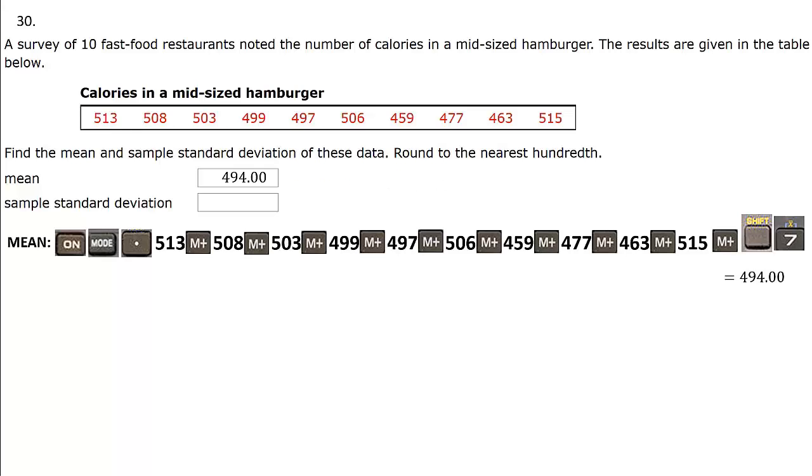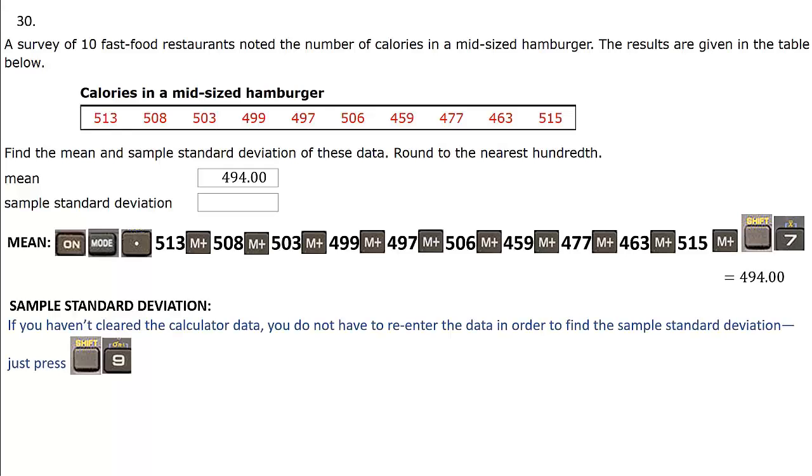It said to round to the nearest hundredth, so there you go, 494.00. Sample standard deviation, if the data is still in there, if you have not cleared it, you do not have to re-enter the data. Just press shift 9, which is the key combination for sample standard deviation, and that will give you about 20.3633658, and if you round that to the hundredth, that would be 20.36.